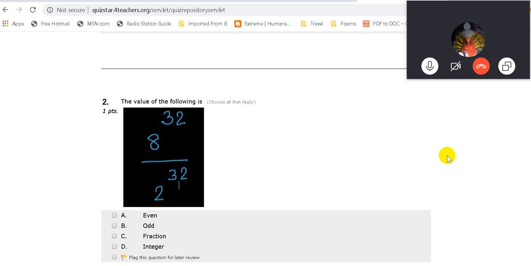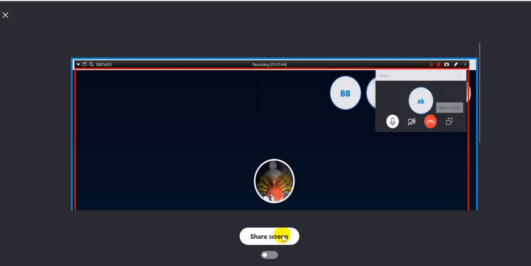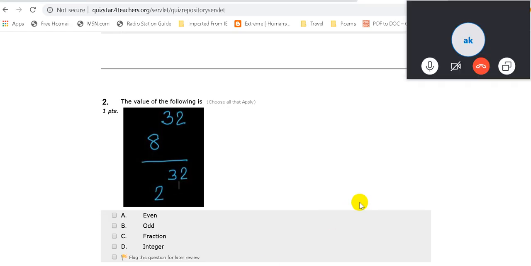Next one. What is the value of the following? Odd, even, fraction, integer. We cannot see the question. I think we cannot see the screen. Yes, sir. Cannot see the screen. Let me check. One second. Hold on. Can you see the screen now? Yes, sir.